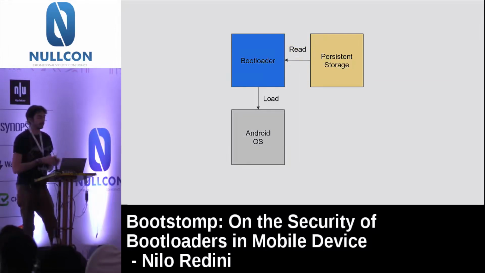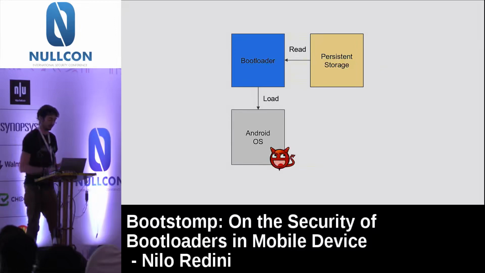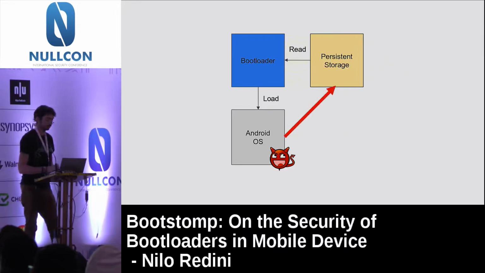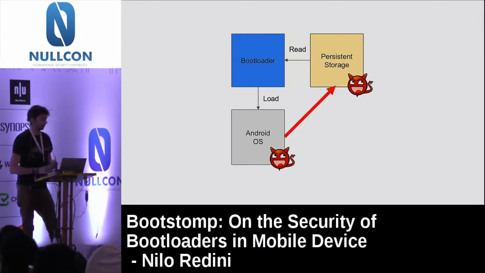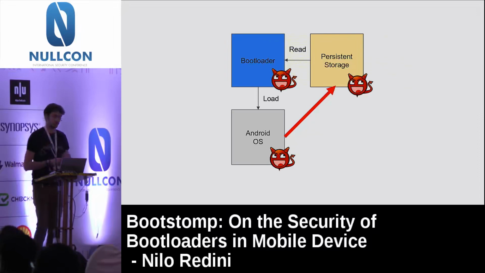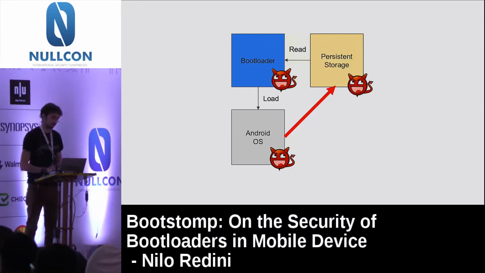Let's assume now that the Android OS is somehow compromised. What might happen is that the compromised Android OS can write to persistent storage, writing some crafted data, which in turn will be read during the next booting of the phone. And in this case, if the bootloader contains some bugs, it can be compromised as well.